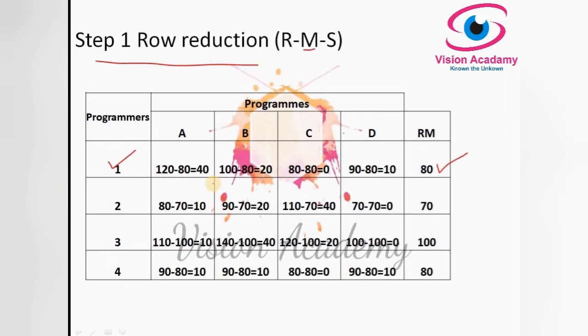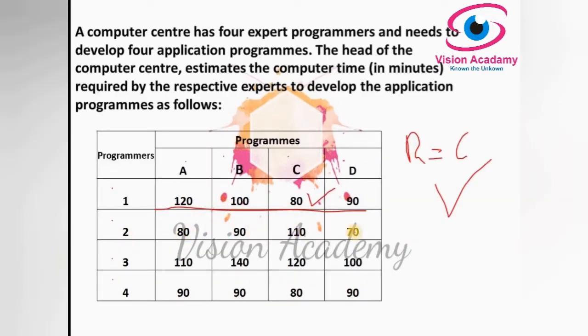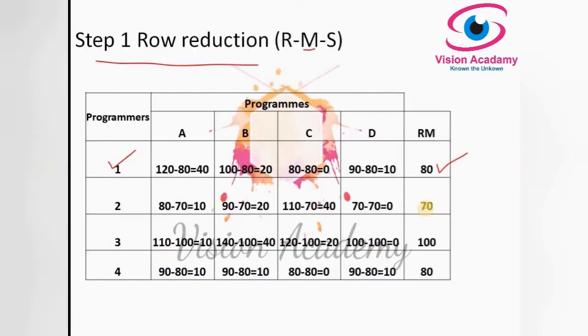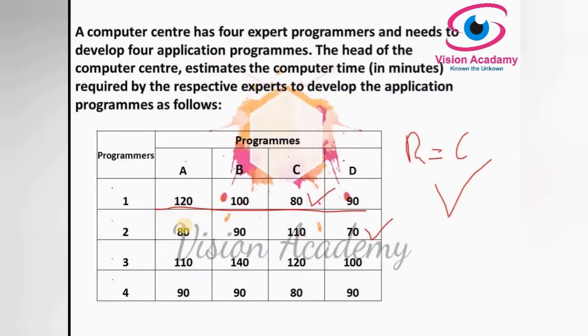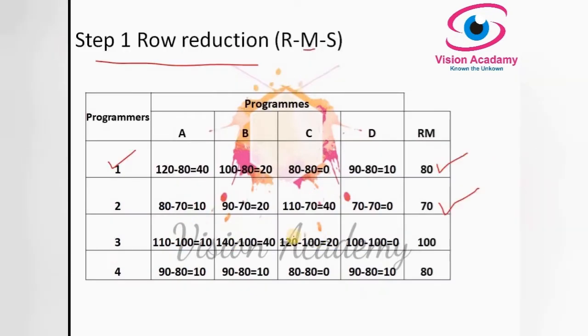The same treatment you need to give to the rest of the rows. When you come to the second row, what is the minimum? 70. I have identified the row minimum as 70, so from 70 subtract all other values. Here it is 80, which means 80 minus 70 gives 10, and 90 minus 70 is 20, 110 minus 70 is 40, and 70 minus 70 is equal to 0. This is how we developed the second row.